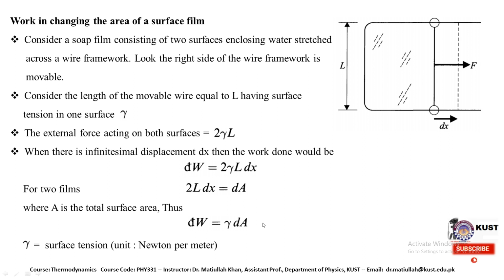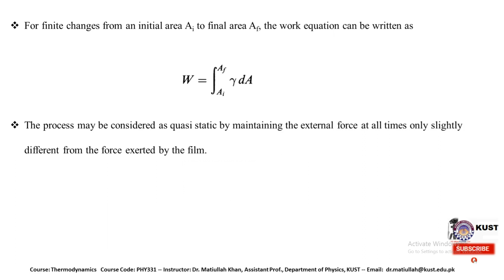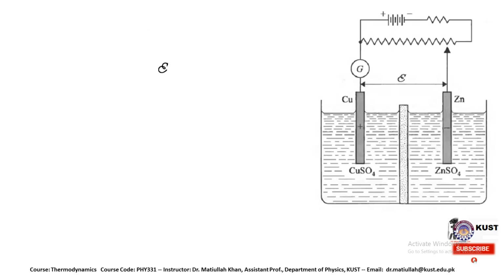The surface tension is measured in Newton per meter. For finite changes from an initial area Ai to a final area Af, the work equation can be written as W equals the integral from Ai to Af of gamma dA. The process may be considered as quasi-static by maintaining the external force at all times only slightly different from the force exerted by the film.